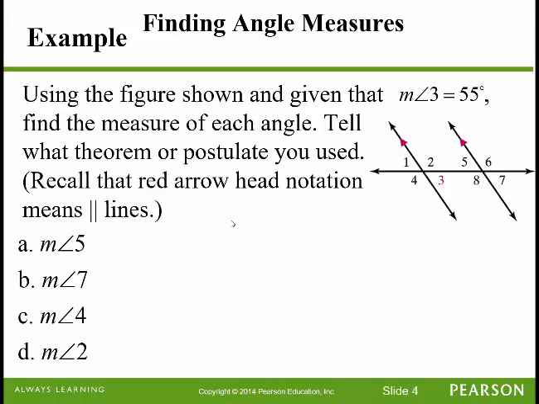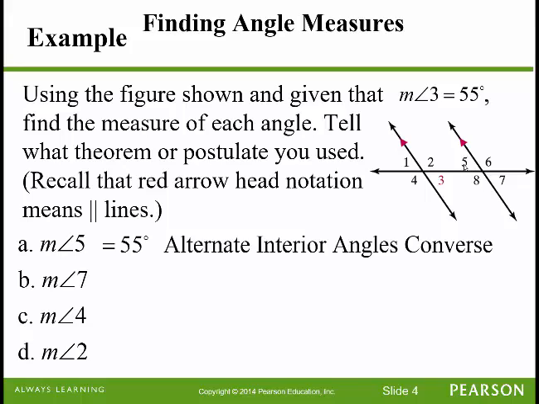All right, so let's talk about finding angle measures. Using the figures shown and given that angle 3 here is equal to 55 degrees, find the measure of all the other angles. Tell what theorem or postulate you used, and recall that the red arrowhead notation here means the lines are parallel. So we've got these two lines are parallel and they're cut by some transversal, and all we know is that angle 3 measures 55 degrees. Well, first let's find the measure of angle 5.